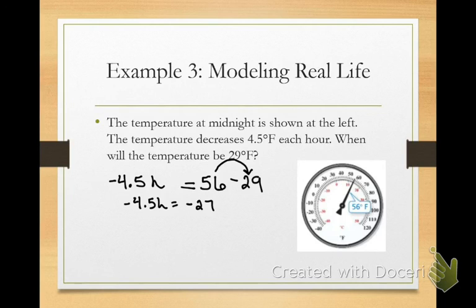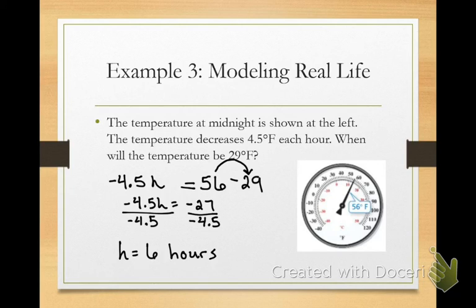So because the temperature decreased, that's why I make it negative. 56 minus 29 is positive. Does that make sense? But I make it negative because that temperature is dropping. All right. Now it's just a simple divide both sides by negative 4.5. Okay. And when I do that division, I'm just going to go ahead and tell you because we're running out of time. Negative 27 divided by negative 4.5 is 6 hours.